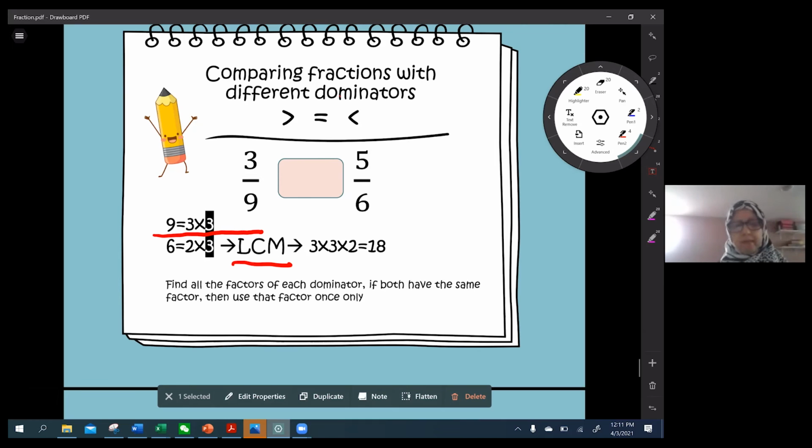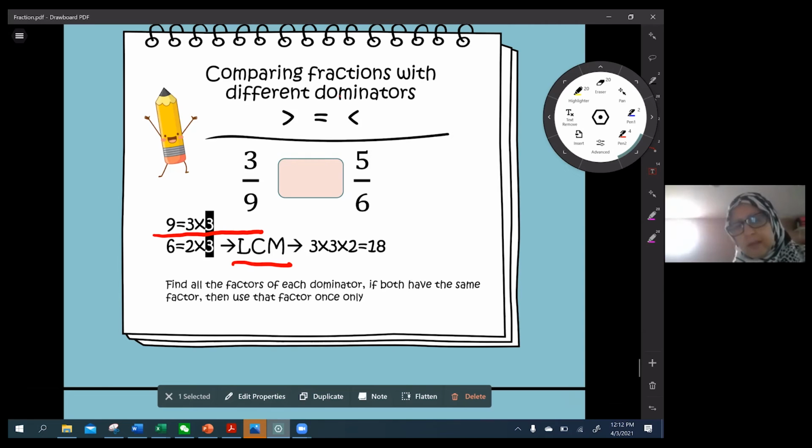1 times 9, 3 times 3. Okay, so now 9 is 3 times 3, right? So we break it down. So 9 is 3 times 3, and 6 is what? 6 is 1 times 6, 2 times 3.